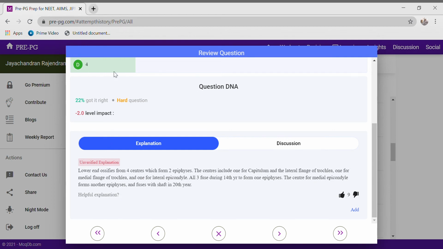So just remember that there are 4 centers and 2 epiphyses formed. Three of them are formed for the medial and lateral flanges and the lateral epicondyle, and they get fused together, forming the 2 epiphyses. Okay.